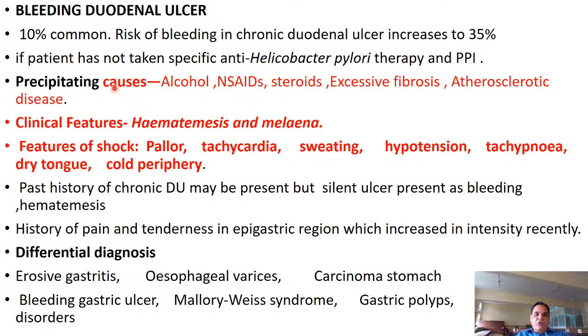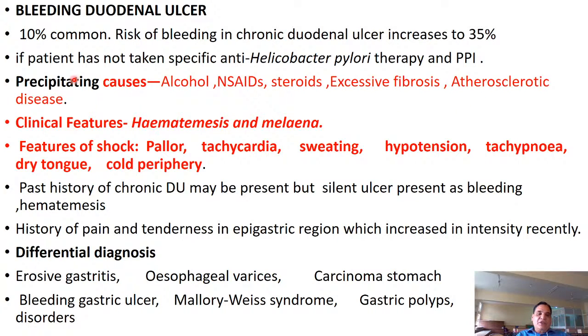So, precipitating causes. What causes actual bleeding? Common: alcohol, NSAID, steroid, atherosclerotic disease. Because of atherosclerosis, the blood vessels cannot contract. This is atherosclerosis, thickening of the wall. So this is a precipitating cause.